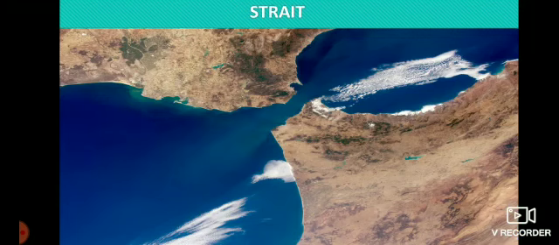Let us go to another landform, that is a strait. A strait is a narrow passage of water that connects two large bodies of water. For example, we have the Palk Strait between India and Sri Lanka.